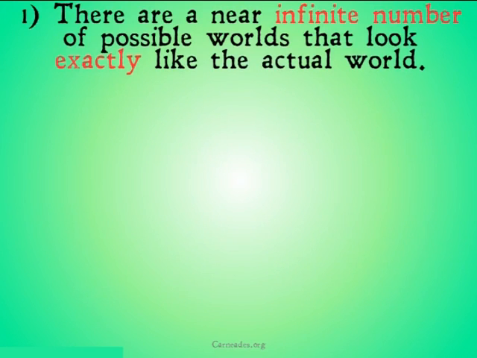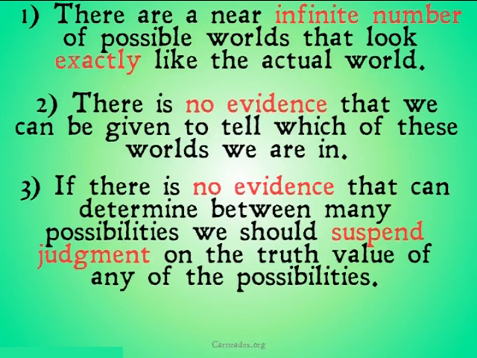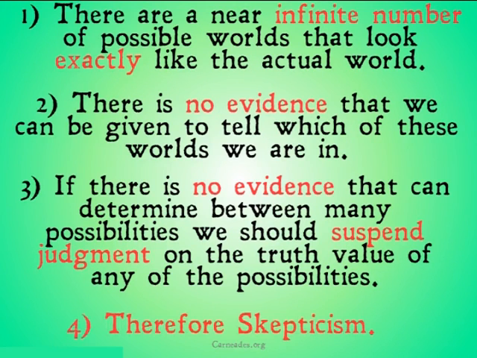So the final argument would look something like this. There are a near infinite number of possible worlds that look exactly like the actual world. There is no evidence that we can be given to tell which of these worlds we are in. If there is no evidence that can determine between many possibilities, in fact an infinite number of possibilities, we should suspend judgment on the truth value of any of these possibilities, and therefore fall into skepticism. In the end, clearly, we shouldn't be teaching either creationism or evolution in classrooms. We should be teaching skepticism.